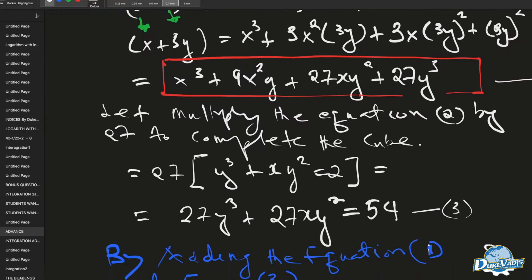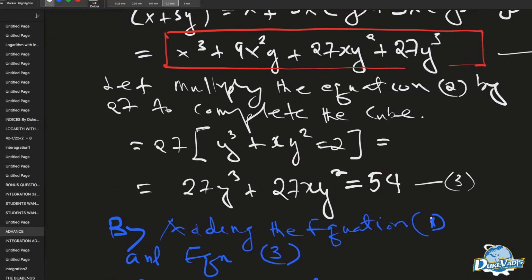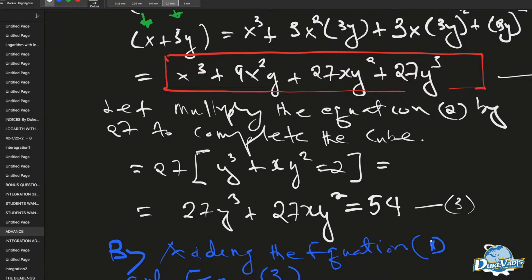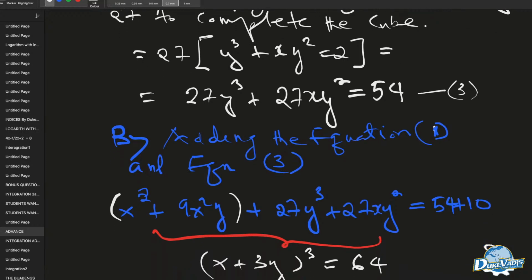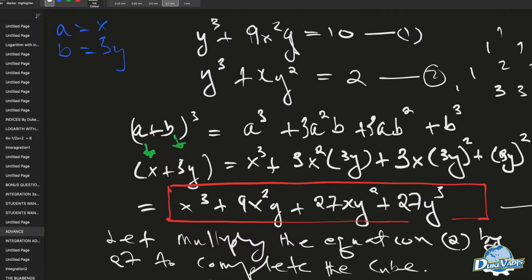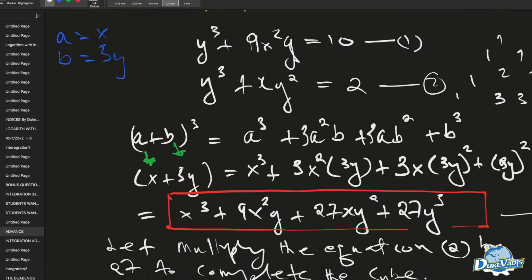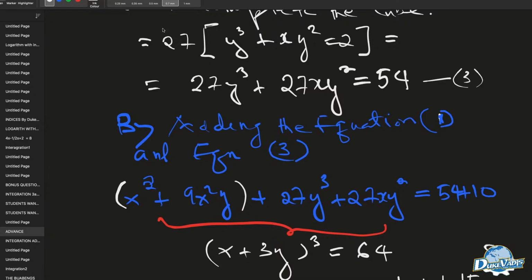Now look at it. By combining equations 1 and 3, what do I get? Then I will get x cubed plus 9x squared y plus 27xy squared plus 27y cubed equals 54 plus 10. When we look at this, what comes to mind? Equations 1 and 3 give us this equation that made life so easy for us.